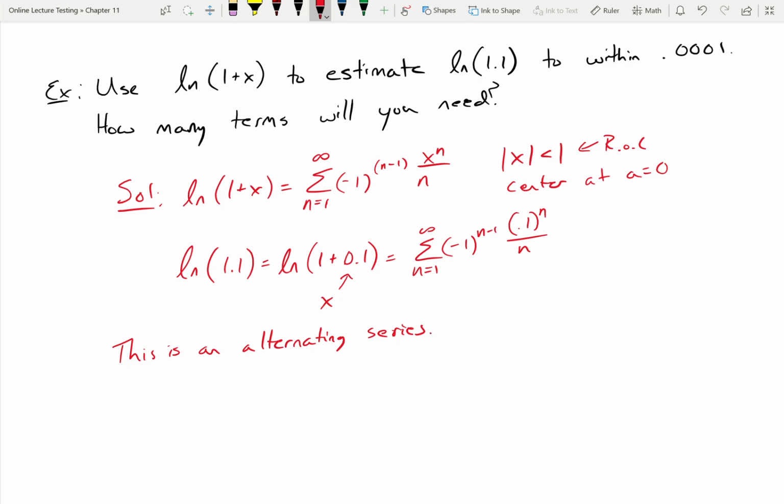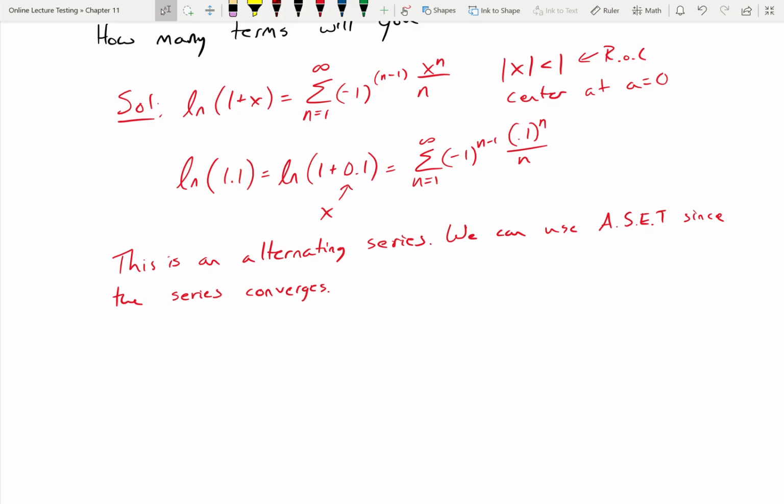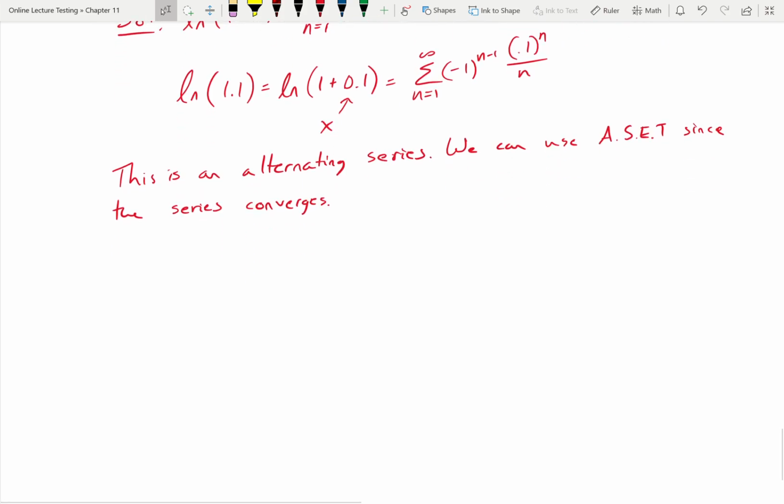Why are we allowed to go straight into that? Well, think about it. We know that this converges on the interval from -1 to 1, and our value of x is inside of that interval. Therefore, this is a convergent series, and you can verify this using the alternating series test.